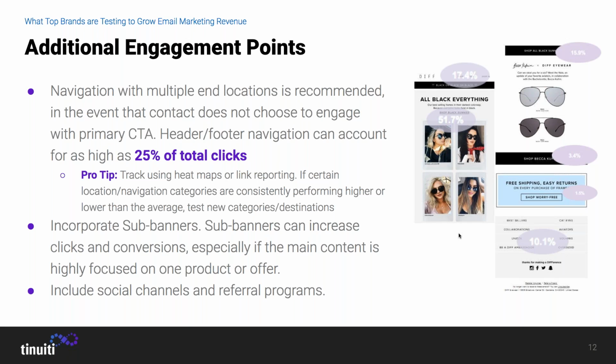Incorporate sub banners with CTAs there, and that can increase our clicking conversions. And it's a really great place for us to put some of these extra value ads. So do you have a charity program? Do you have free shipping or easy returns, a money back guarantee? That's a really great place to use that information as trust building, and also another place that contacts can engage in. And then include those social channels and referral programs. We spend a lot of time building up all of these other awesome aspects of our program. Let's make sure that we highlight them.